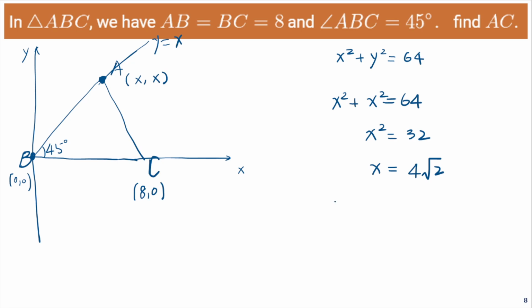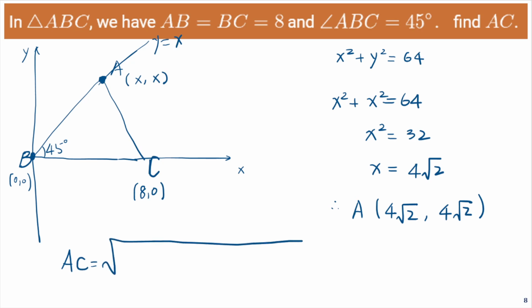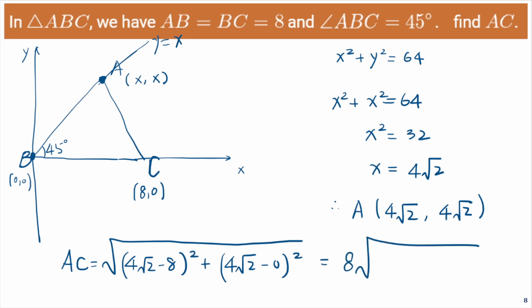And therefore A has coordinates (4 square root 2, 4 square root 2), and we can use the distance formula to find AC, right? AC is the square root of (4 square root 2 minus 8) squared plus (4 square root 2 minus 0) squared, and this is 8 times the square root of (2 minus square root 2). Did you get it?